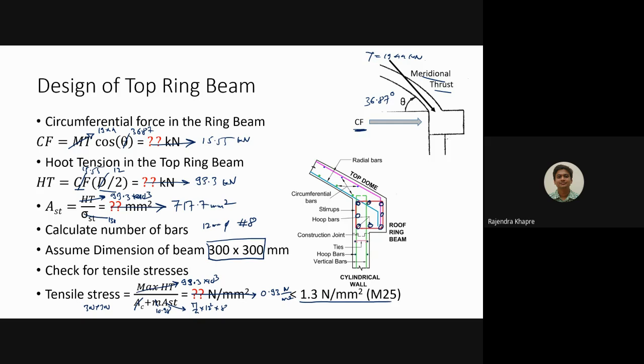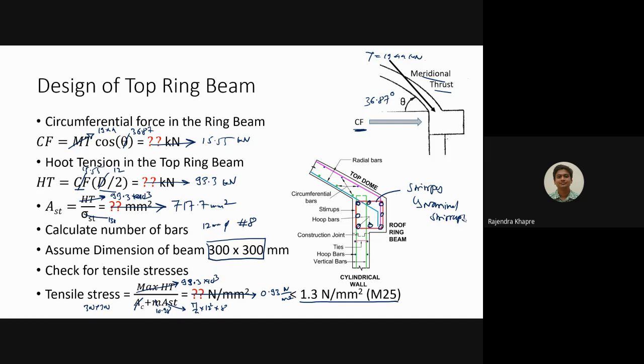As you can see, this is less than the permissible limit, that is 1.3, the permissible stress in concrete in direct tension. So this is how the design is done. And we have to provide the stirrups; we can provide nominal stirrups. You can refer to IS 456 for whatever nominal stirrups are required, because this is not a simple beam subjected to bending. This is a beam which is subjected to axial tension.